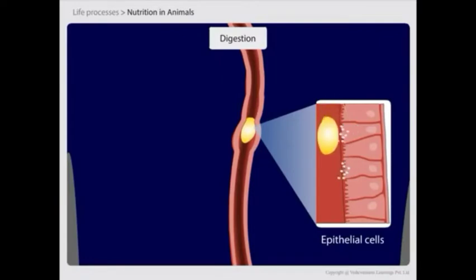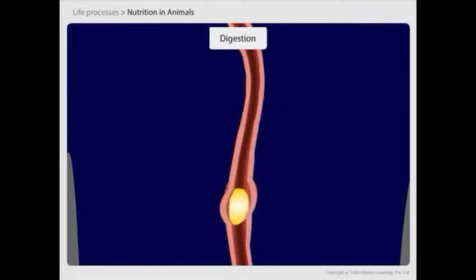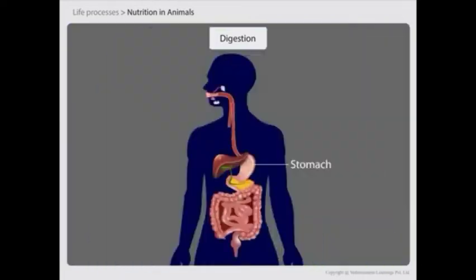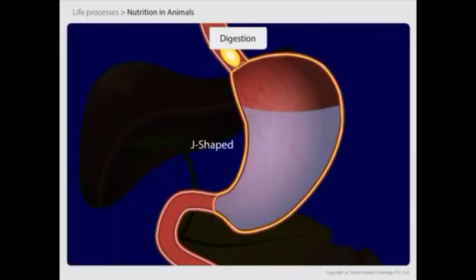Inside this tube-like structure, there are epithelial cells which contain mucus. This mucus will lubricate the food particles, and it is easy for them to enter into the stomach. So now we are seeing the structure of the stomach.